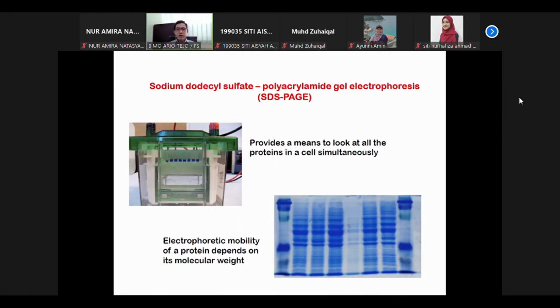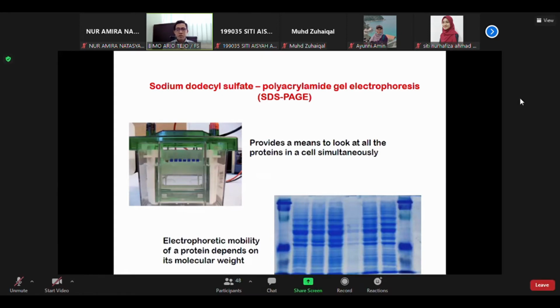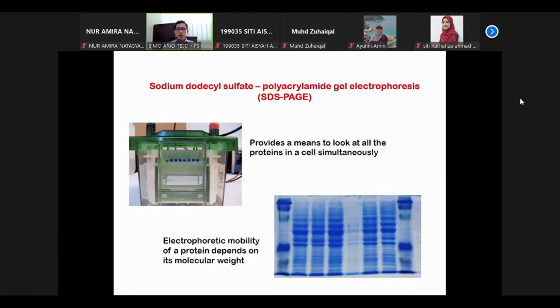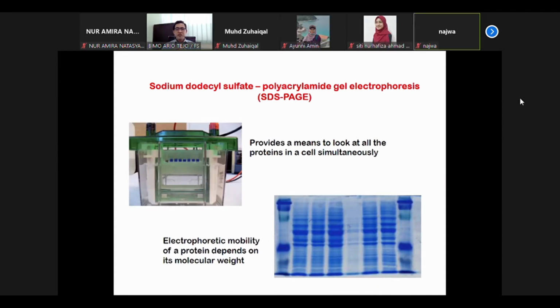So this is the electrophoresis, the experimental way to know the size of the protein, the size of the polymer of amino acids that you have. The name is quite long, SDS-PAGE. Normally, we just call it SDS-PAGE. The full name is sodium dodecyl sulfate polyacrylamide gel electrophoresis. So that's the long name of SDS-PAGE. Normally, I just call it SDS-PAGE.